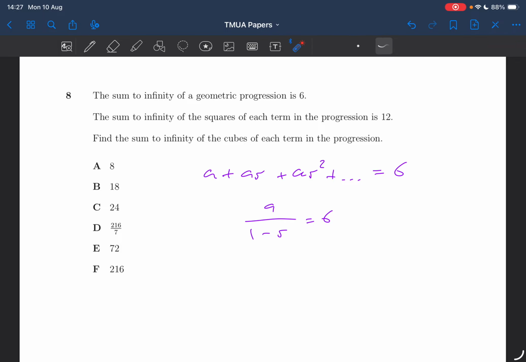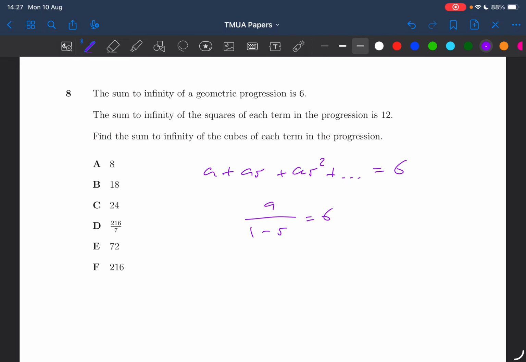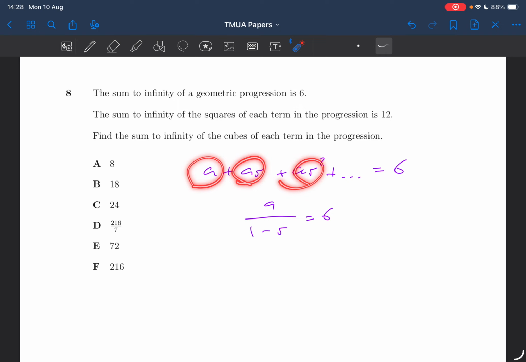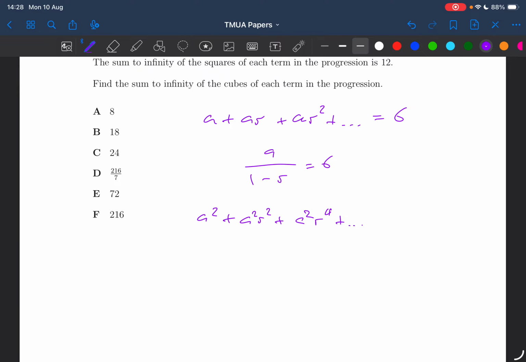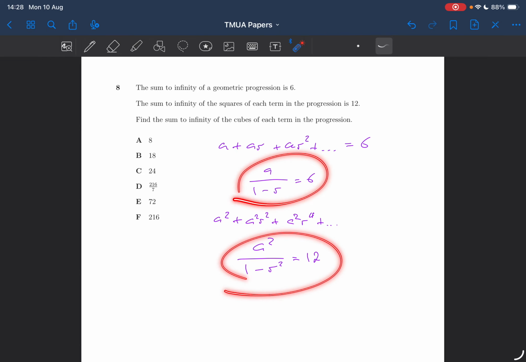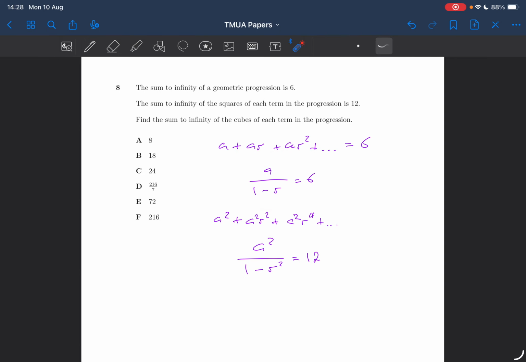On the next one, the sum of the squares. If we think what the square of each of these terms is, we have a squared, and then a squared r squared, and then we're going to have a squared r to the 4, etc., etc. So we can get another formula. The first term is a squared, and we're timesing by r squared every time. And that gives us 12. So very similar formula. We just want to figure out what is a, what is r. Simultaneous equations, just a little bit fancy version of it.